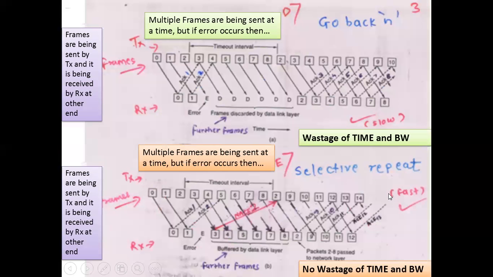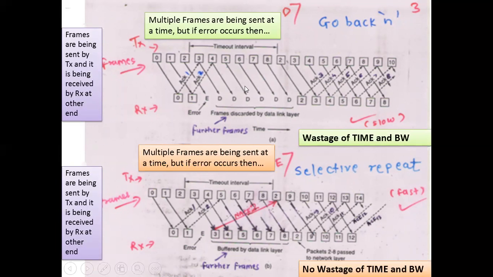Now all of you give attention. These are the two figures drawn for go back n and selective repeat ARQ. The upper figure indicates the go back n technique, and the lower portion indicates the selective repeat technique. So what is this? A go back n and a selective repeat.